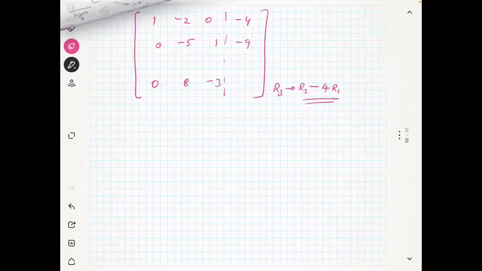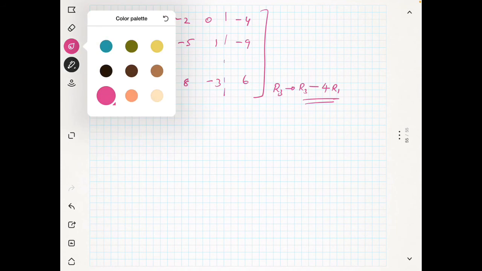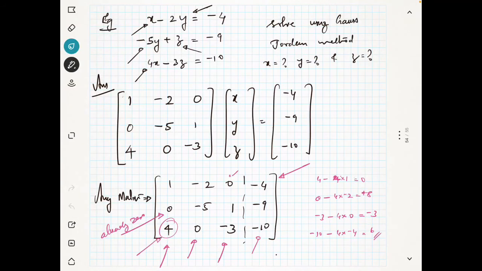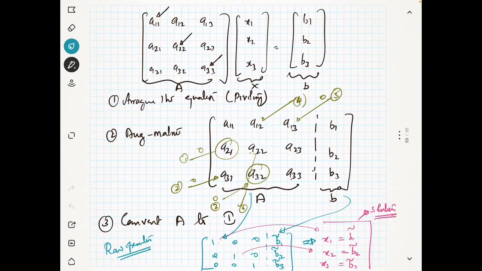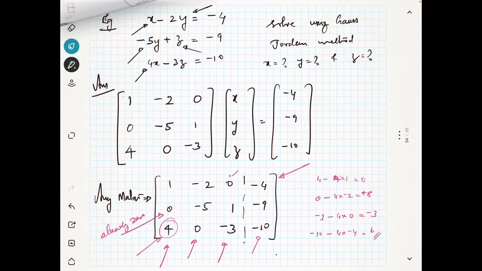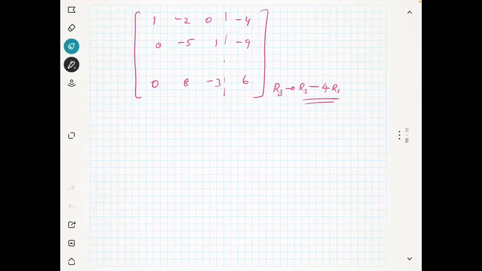Okay, so this will be 6. So, you got it. Now, you see here that I need, what kind of matrix I need according to Gauss-Jordan method? According to Gauss-Jordan method, I want identity matrix. So, I will just write an identity matrix on the right side here.